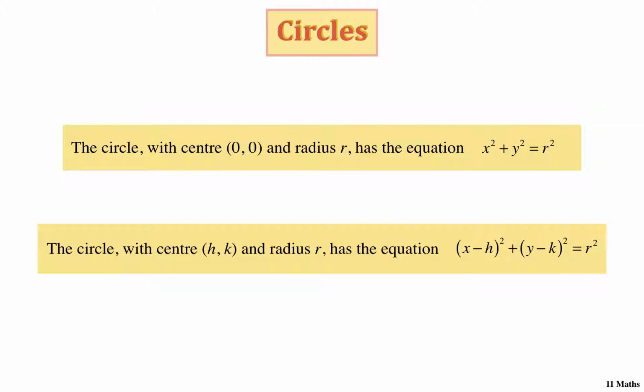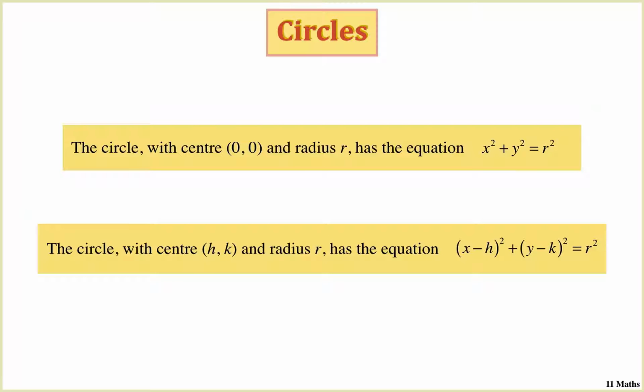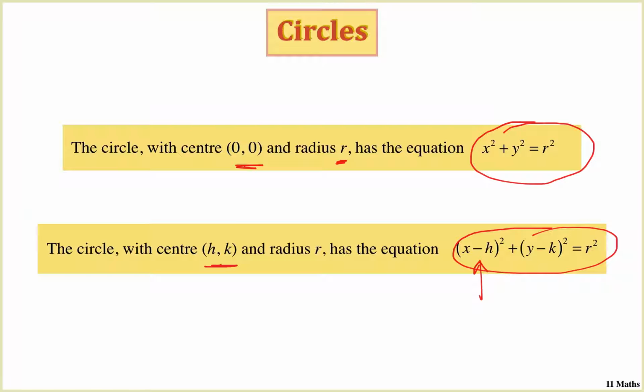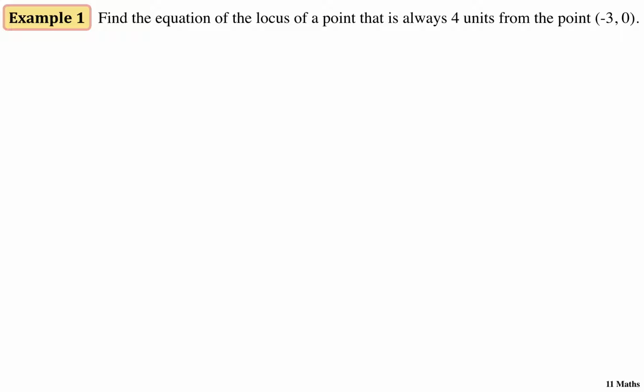Now we need to be reminded of our formulas from year 10. Here's our first formula: x squared plus y squared equals r squared, and that's when the center of the circle is at 0, 0 and the radius is r. That's the simplest type of formula we can come across. But when the center is moved, we end up with a slightly more complicated formula: (x take h) squared plus (y take k) squared equals r squared, where the center's at plus h, plus k. So let's see what happens when we apply some of this knowledge.